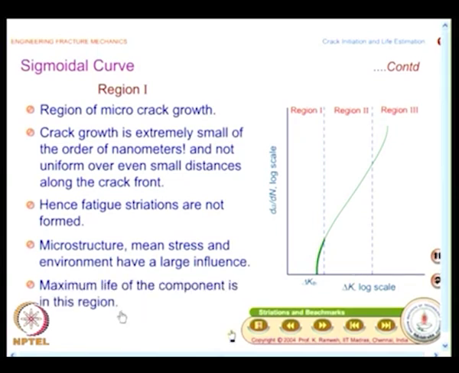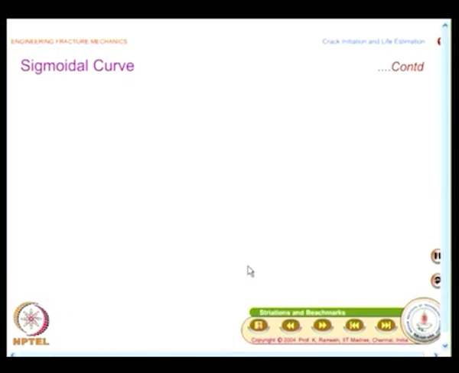And as I mentioned, you also saw in the graph, the maximum life of the component is in this region. It depends on the operating load. When you operate at lower stress levels, you will have a longer initiation phase followed by a growth phase. Then we will move on to region 2.